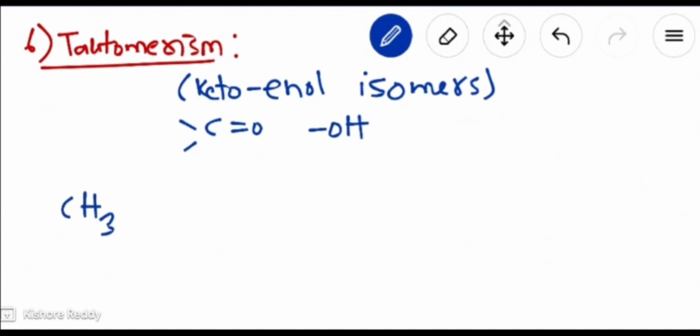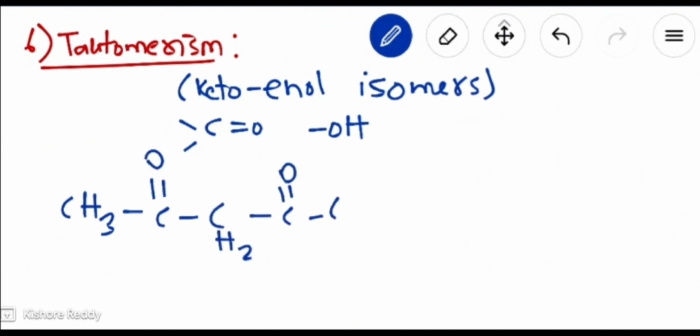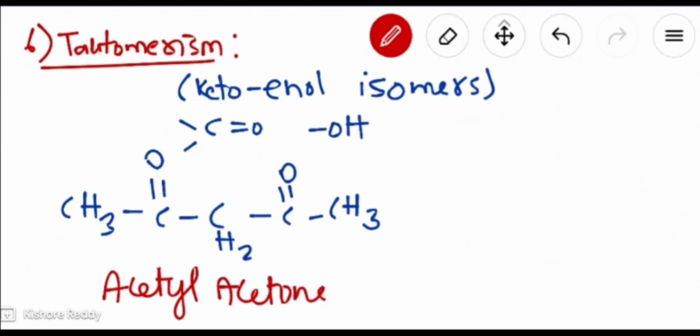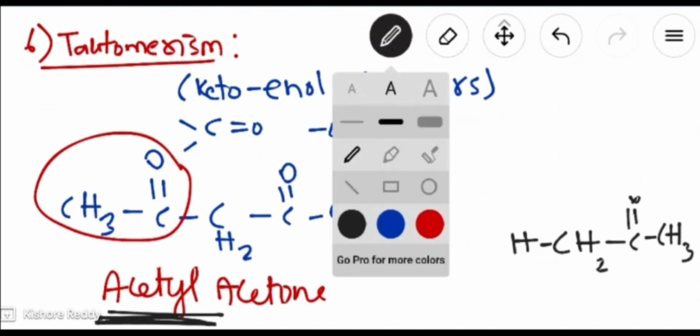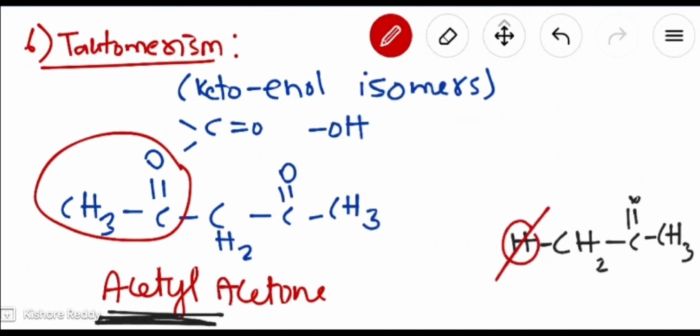First one is with the example you take CH3CO CH2 C double bond O dash CH3. This is called as acetyl acetone. You know how did you get acetyl acetone here? This portion is known as acetyl group or acyl group. CH3CO group is called acetyl group. What is acetone? CH3, CO, CH3. This H is removed and you have replaced it with acetyl group. Hence you call it as acetyl acetone.